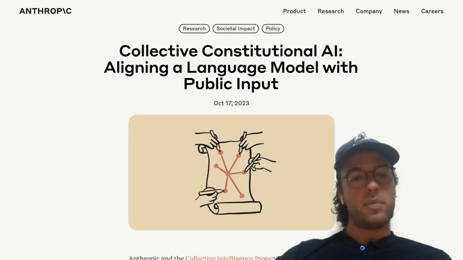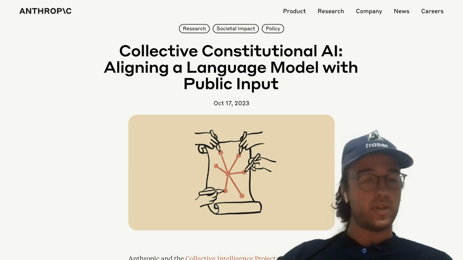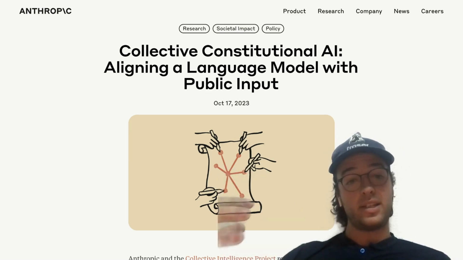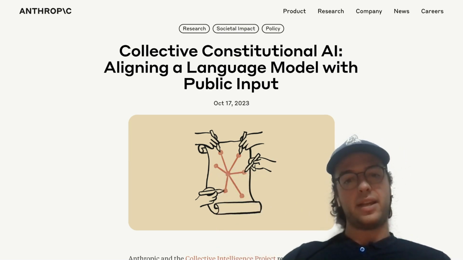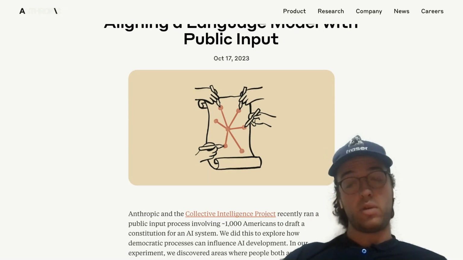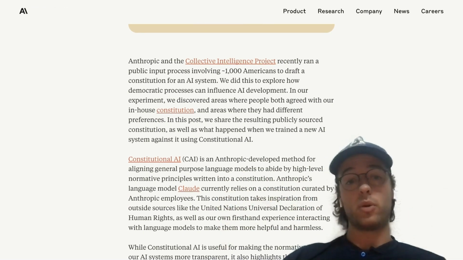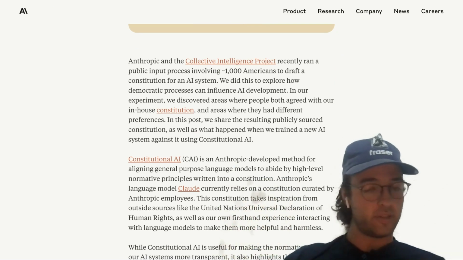Next up, I want to talk about Anthropic. I talk about one of their recent articles regarding collective constitutional AI, which is aligning a model with public input to abide by a set of high-level normative principles written into a quote, constitution.